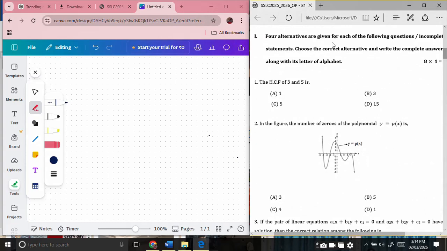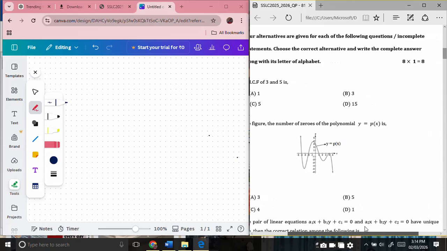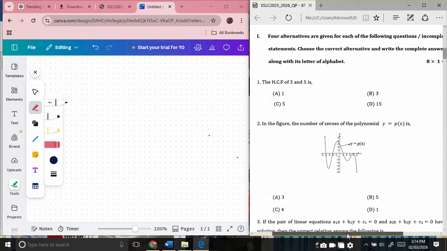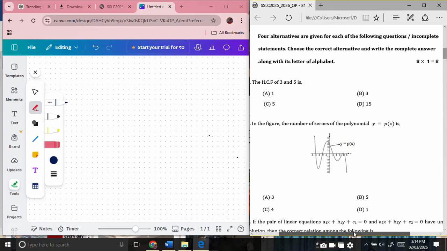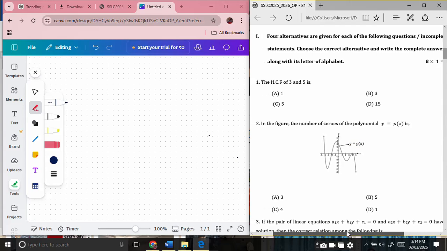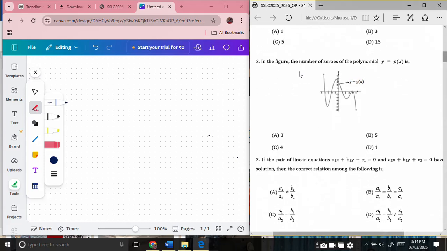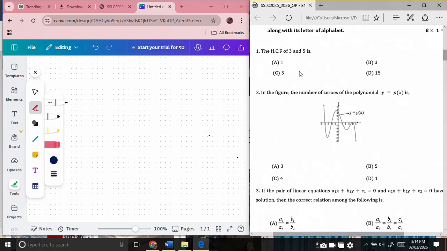4 alternatives are given for each of the following questions, incomplete statement. Choose the correct alternative and write the complete answer along with its letter of the alphabet. Okay, so the first question is: the HCF of 3 and 5 is. So what will be the correct option?